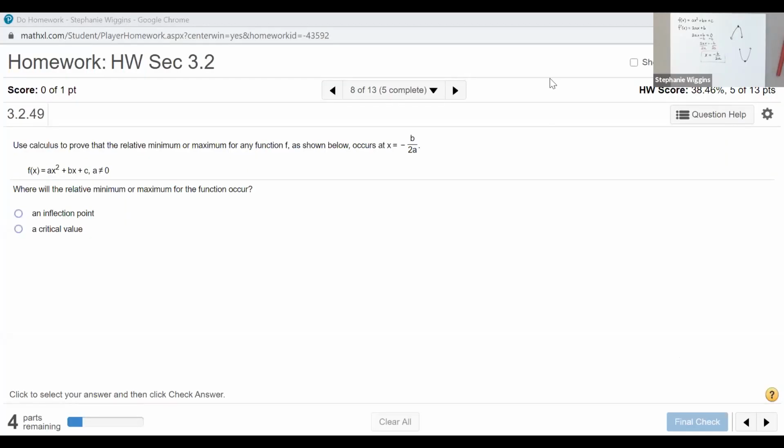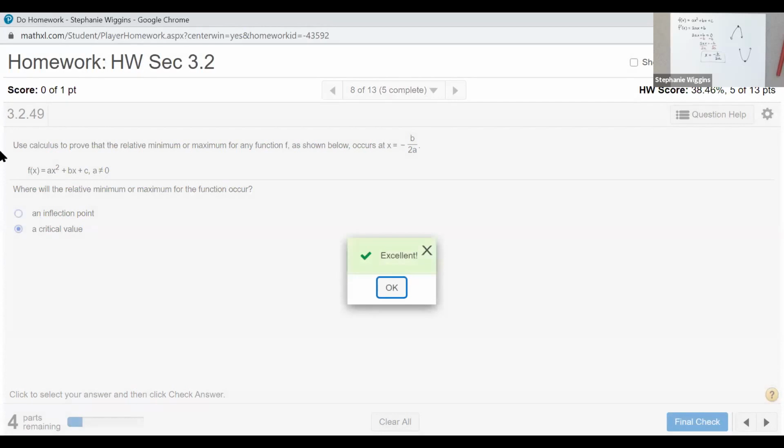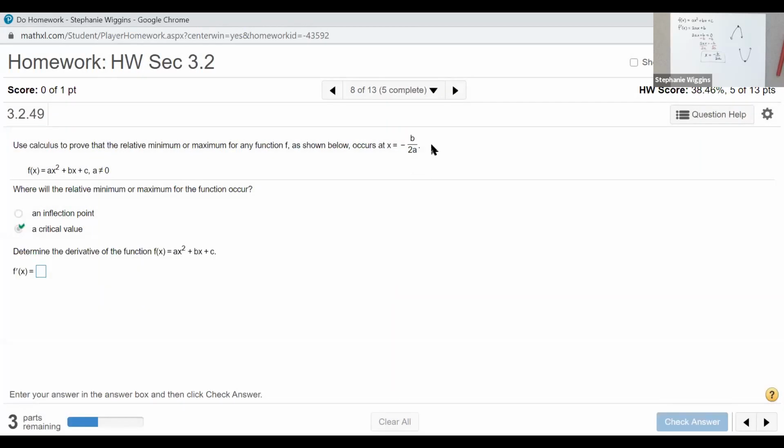Okay, now, let's see here. Where will the relative minimum or maximum for the function occur? Of course, not at an inflection point. An inflection point is for concavity. Critical value is where you have a relative maximum or minimum. So there you go. Then it says determine the derivative of the function. I went through these steps on the paper, so I'll let you do those on your own.